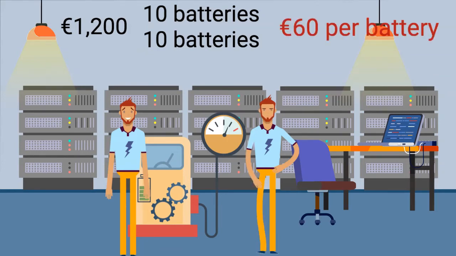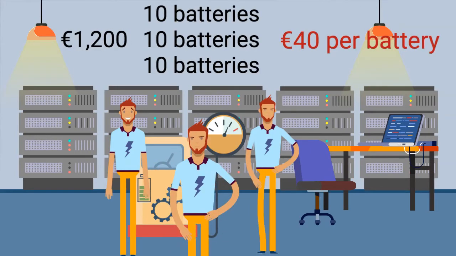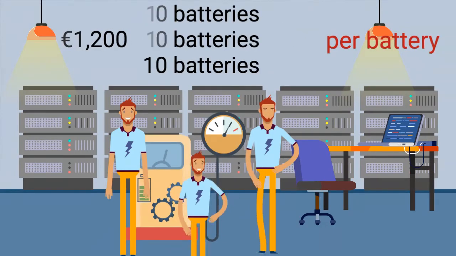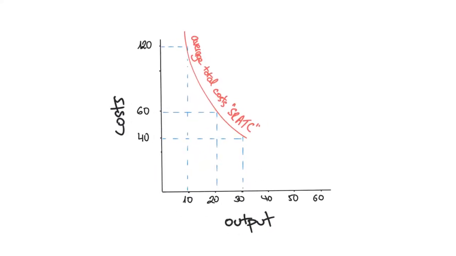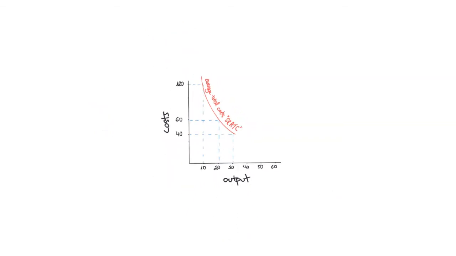If we add another worker for yet another 8-hour shift, we will produce 30 batteries and each of them will cost us 40 euros. This can be illustrated by the following cost curve, the short-run average total cost. It shows that the more we produce, the lower the average costs are.